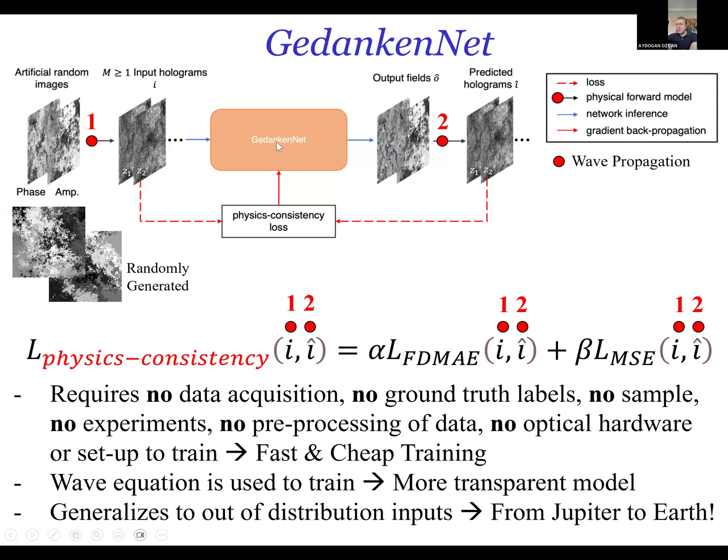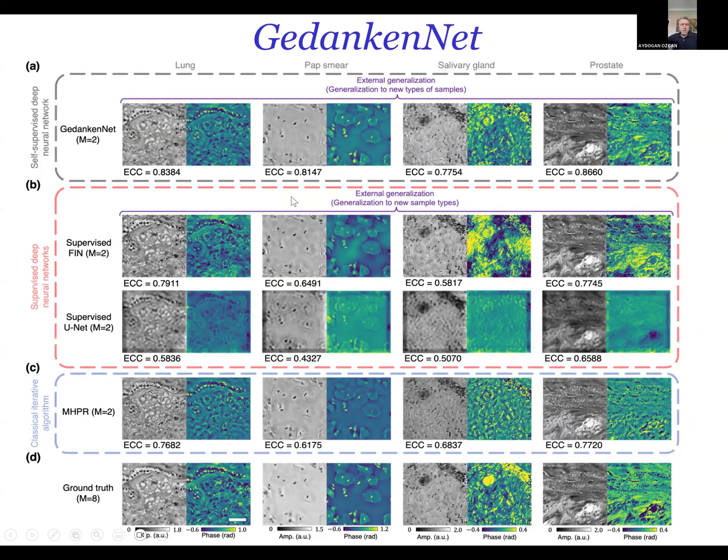Then after this learning through Gedanken thought experiments, we send GedankenNet to Earth and give, for the first time, holograms of different kinds of specimen, thin sections of specimen that are for the first time seen by GedankenNet. These are lung tissue specimen, Pap smear, Papanicolaou smear for cervical cancer diagnosis, salivary gland, prostate thin sections. And for the first time, seeing these holograms, it created phase and amplitude reconstructions that are better than supervised learning, especially when you have different types of specimen, different types of organ.